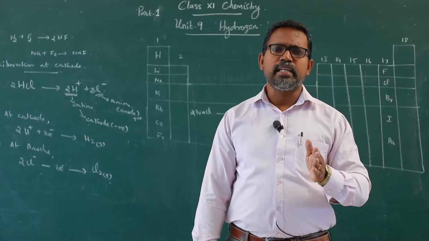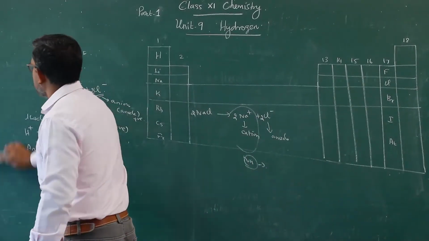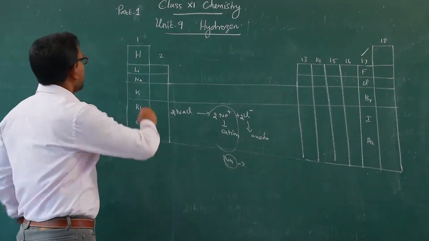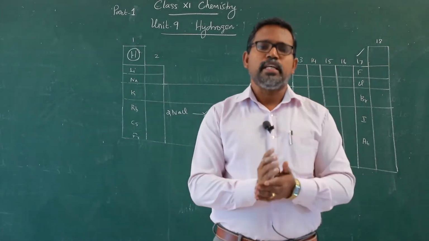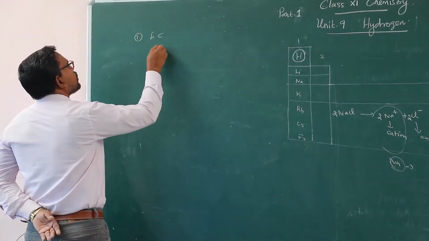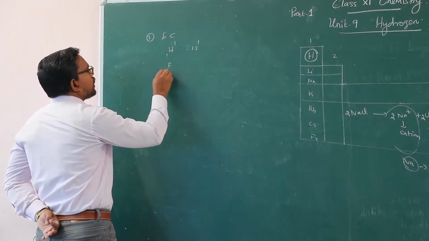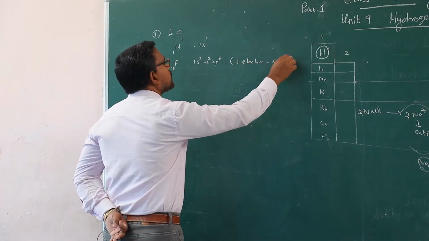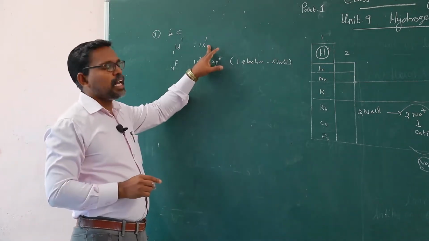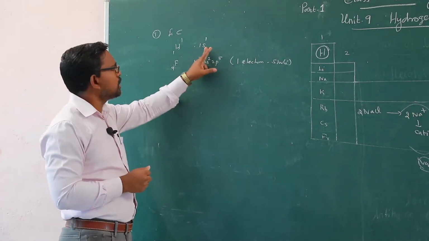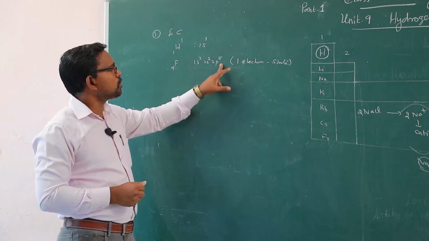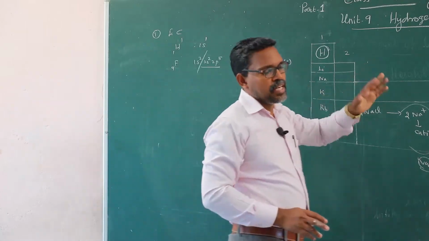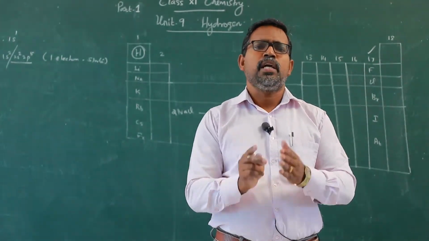Now, how does hydrogen resemble the halogens? We are going to discuss the resemblance of hydrogen with group number 17: fluorine, chlorine, bromine and iodine. What is the resemblance between group number 17 and hydrogen? Here also we are taking some examples. First one is electronic configuration. First of all, electronic configuration.